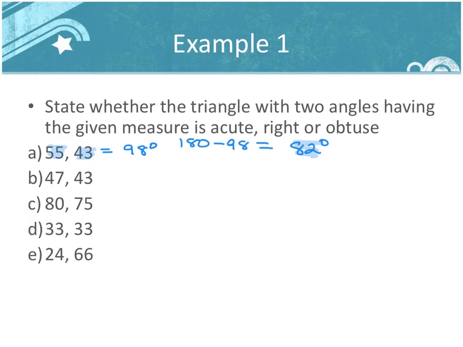Now I have to go back and say, is this triangle acute, obtuse, or right? Because all three angles are less than 90 degrees, this would be an acute triangle.